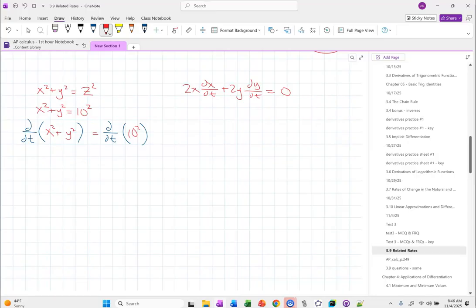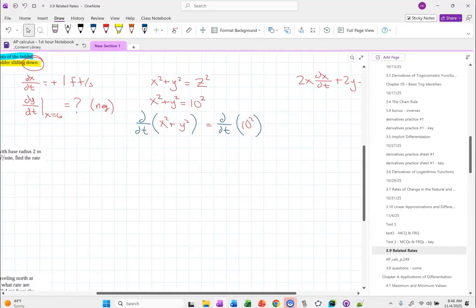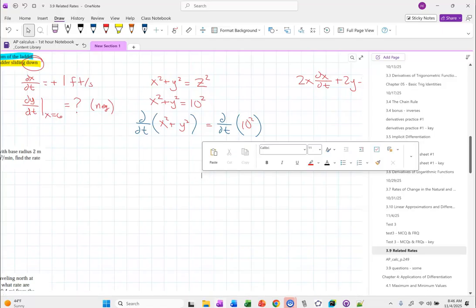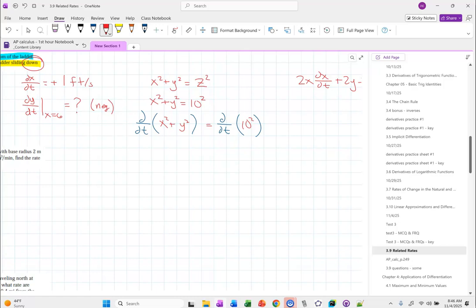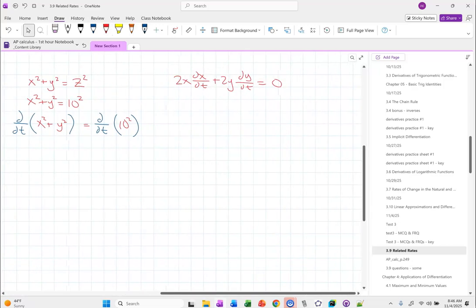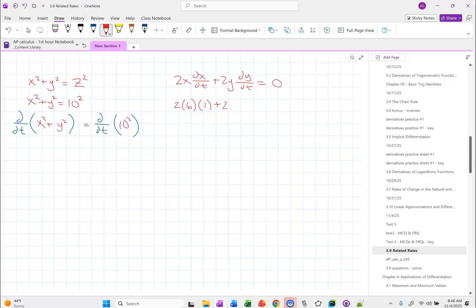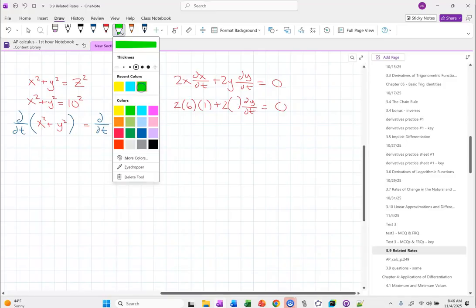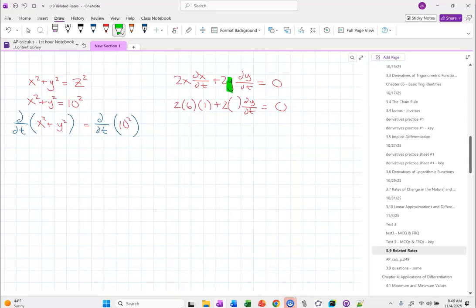Okay. Let's plug some stuff in. So we are, again, looking for dy/dx when x is equal to 6. So I can plug in 1 for dx/dt and 6 for x. Uh-oh, though. We don't have a y. How do we find the y? What do we do wrong? We're missing the variable.